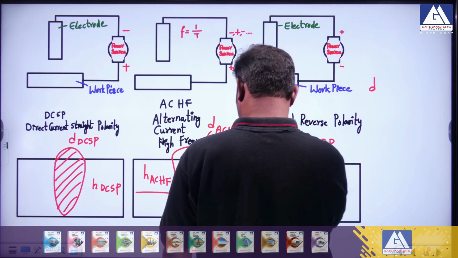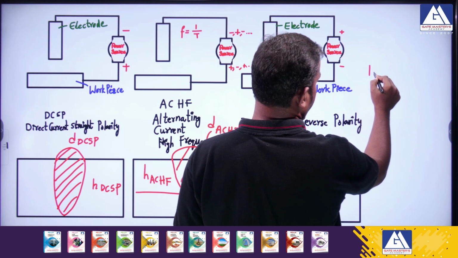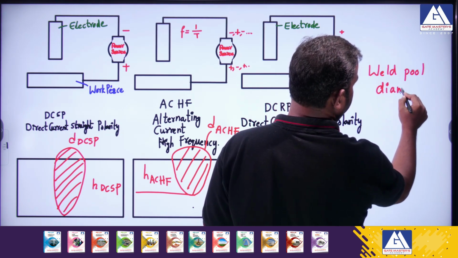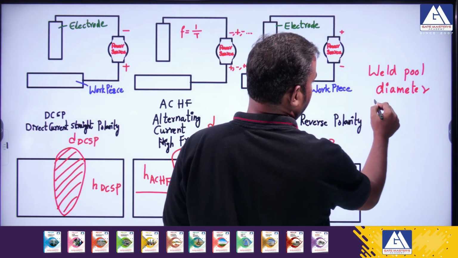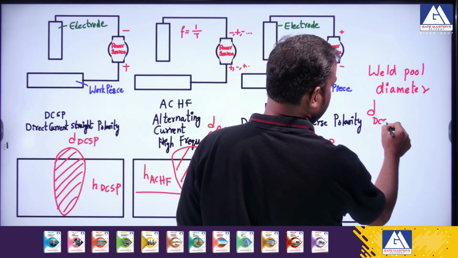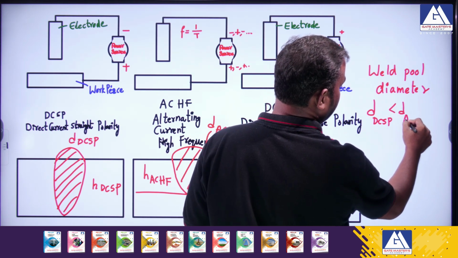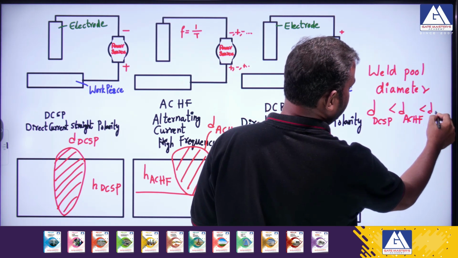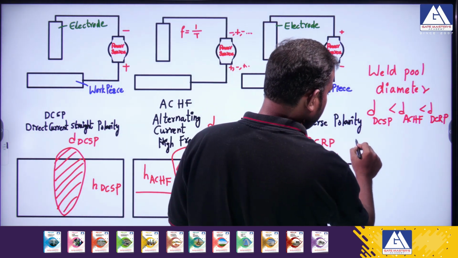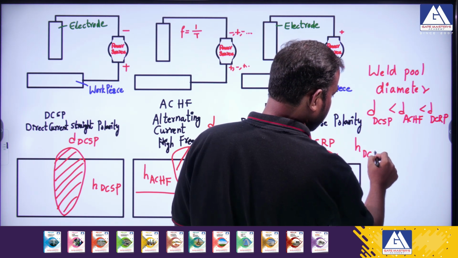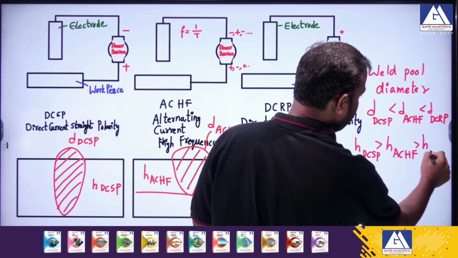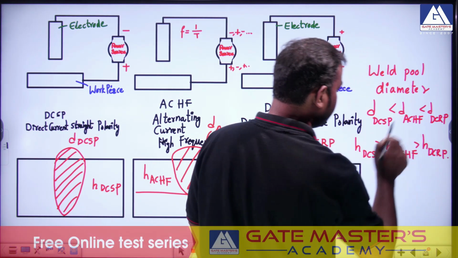I would like to summarize here the weld pool diameter. The weld pool diameter D of DCSP is less than D of ACHF, which is less than D of DCRP. Likewise, the height H of DCSP is greater than the H of ACHF, which is greater than the H of DCRP. So this is the case.